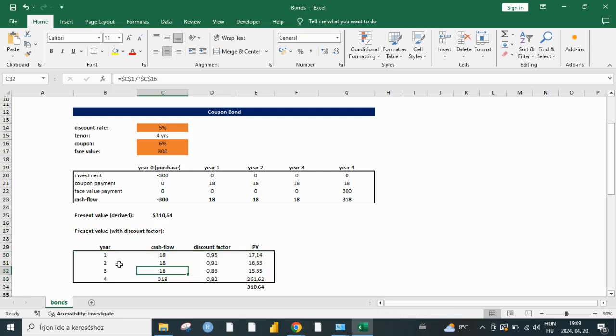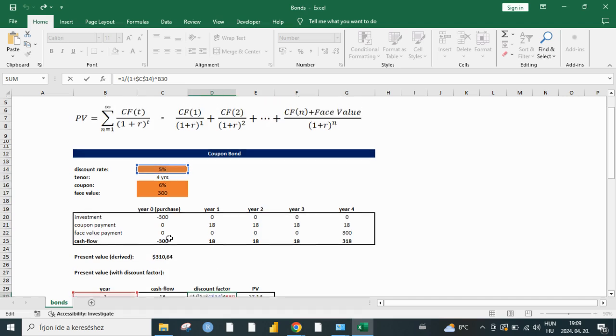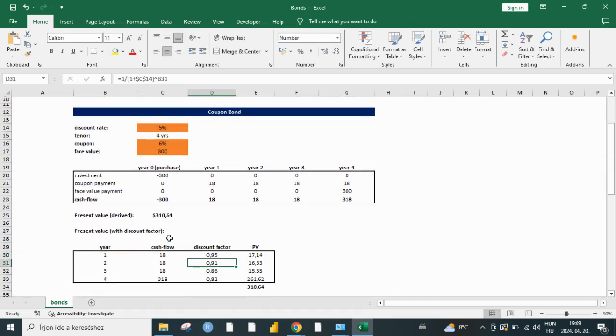Here you can see that you can divide out the tenure, 4 years. Here you can see the cash flows of the bond. In the first 3 years, it pays 18, which is basically the coupon. Here it pays back in the 33rd row the face value and the coupon. And then you just simply divide the actual cash flows with the expected rate of return. And in each year, we have a different value, which we can call the discount factor.